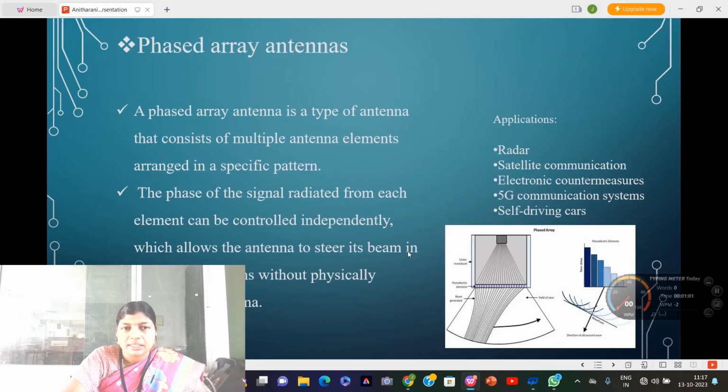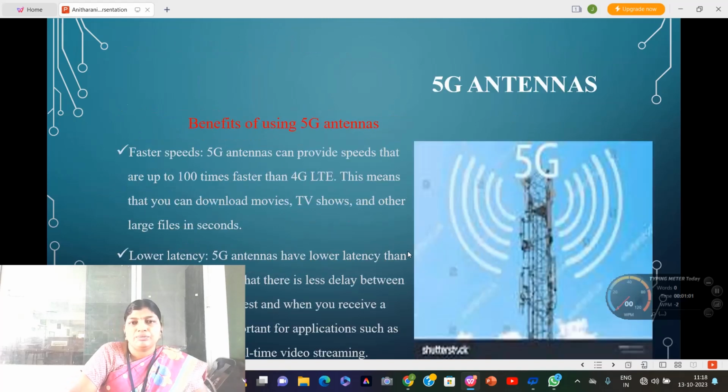Next one is phased array antennas. A phased array antenna is a type of antenna that uses multiple antenna elements arranged in a specific pattern. The phase of the signal radiated from each element can be controlled independently, which allows the antenna to steer its beam in a different direction without physically moving the antenna. There are many applications: radar, satellite communication, electronic countermeasures, 5G communication systems, and self-driving cars.